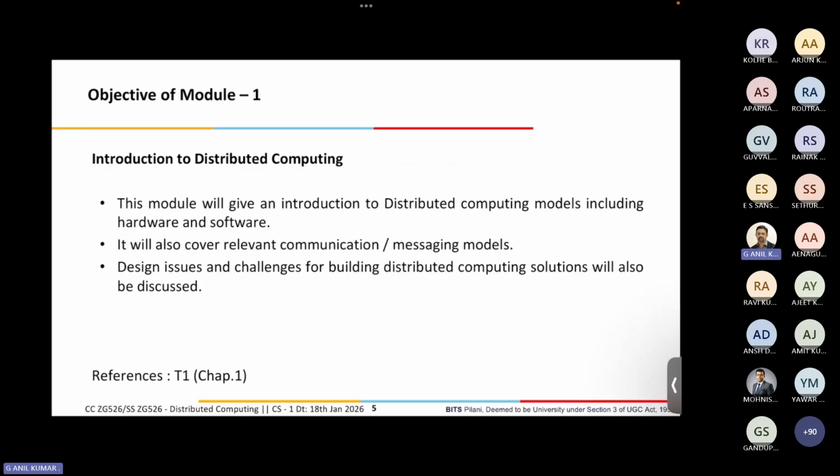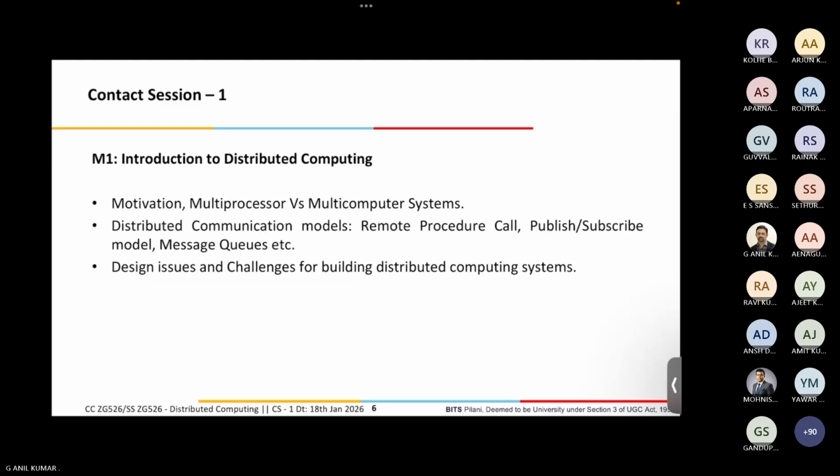So module 1, the objective is to make sure how distributed computing model works, what are the hardware and software components of that. In this module, we'll see what distributed computing is and what is the communication model that we have when they try to speak with each other, and what are the design challenges and the issues. Three basic topics that we'll be covering in this module 1, which is Introduction to Distributed Computing.